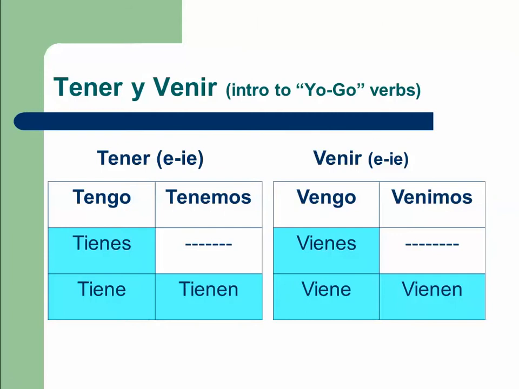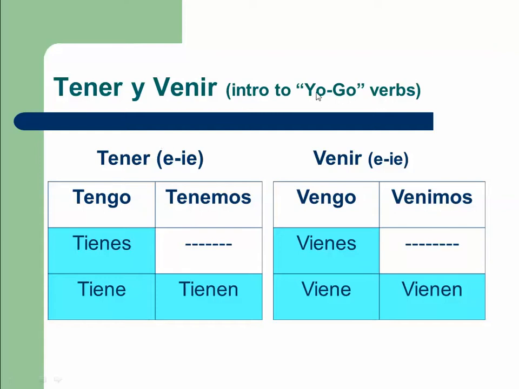Now I'd like to go into tener and venir. These are special. Tener we already know, but if you remember, tener is an E to an IE stem change. We just didn't talk about it like that. So now you already know one E to IE stem change in the form of tener. Tienes, tiene, and tienen. But tener and venir have funky endings on the yo form.